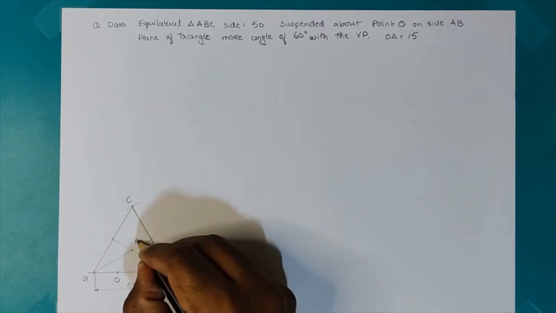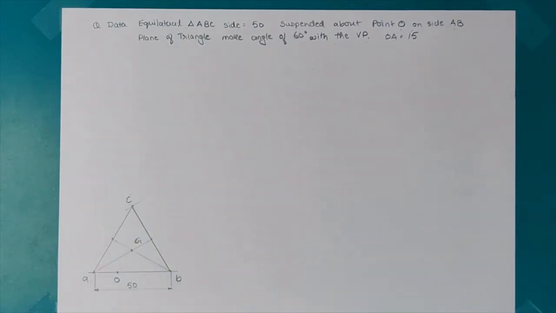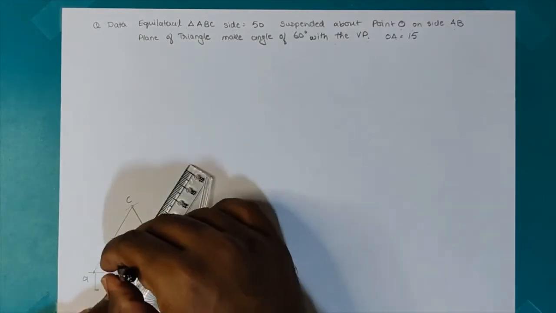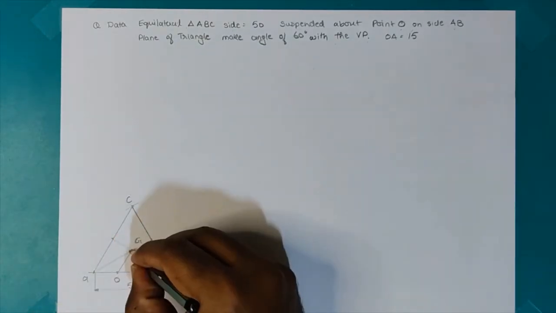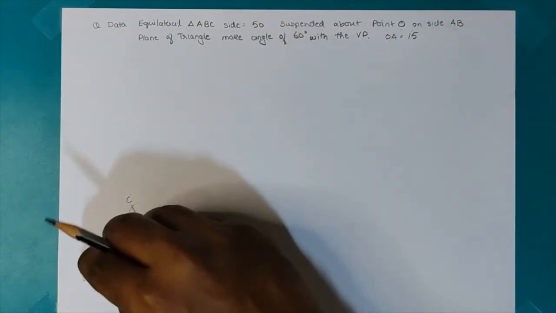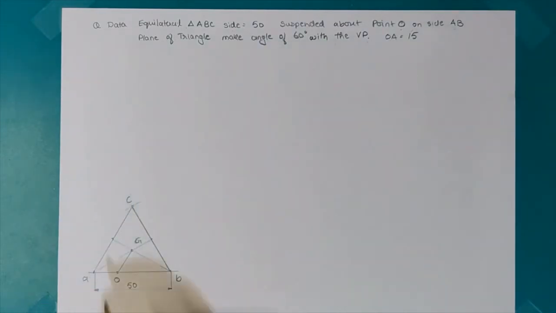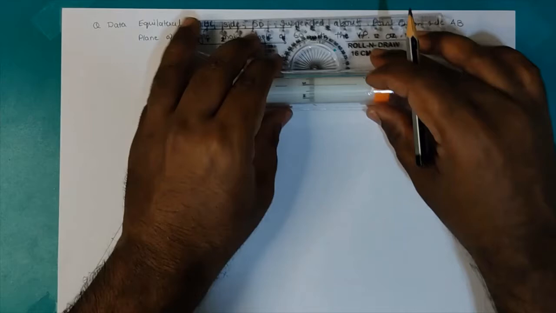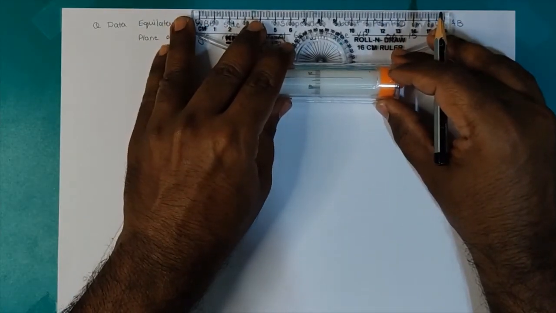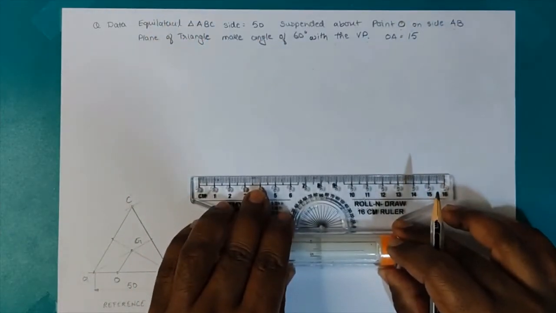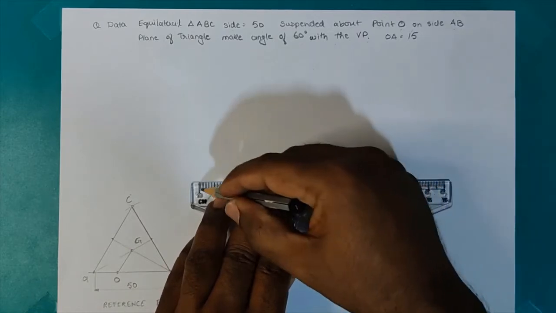I join the centroid point G with the point of suspension, that is point O. This line I have to keep vertical as required by the projection of suspended plane problem. So remember, this is a reference figure, and now I use this reference figure in step 2.